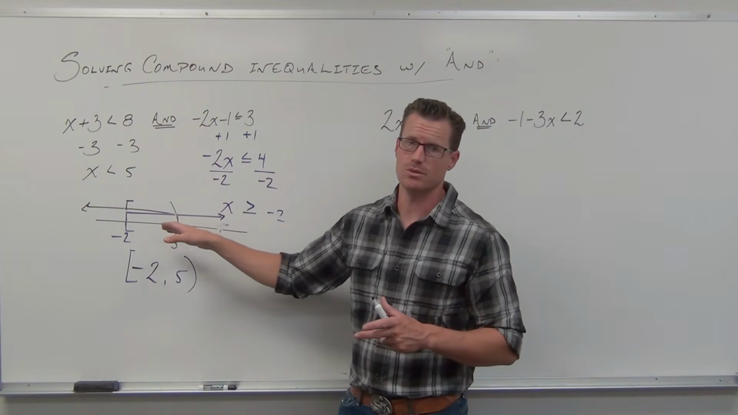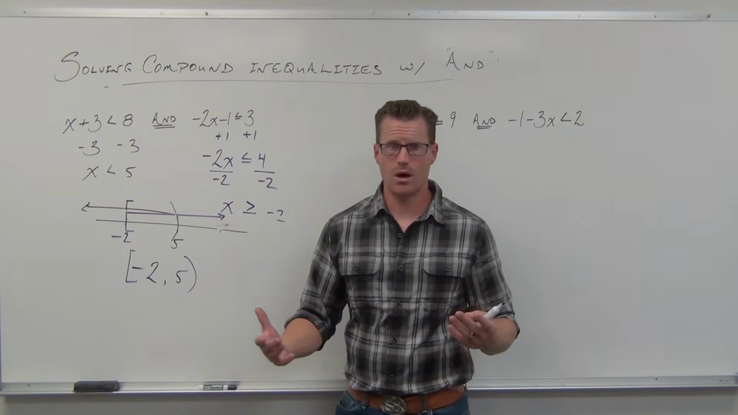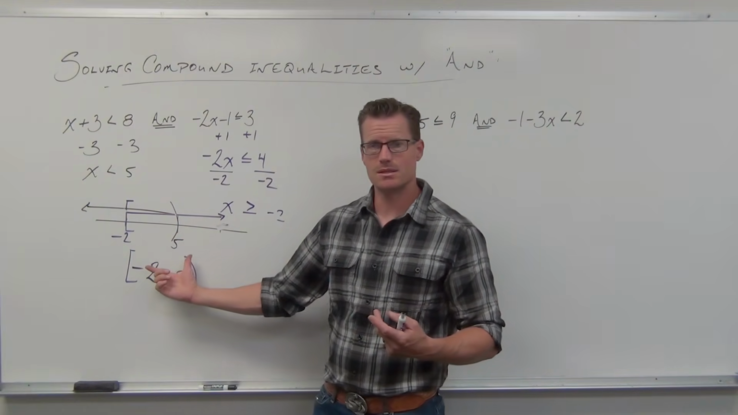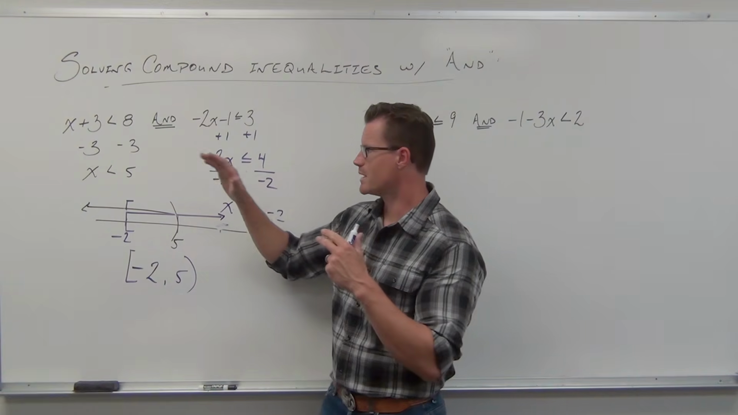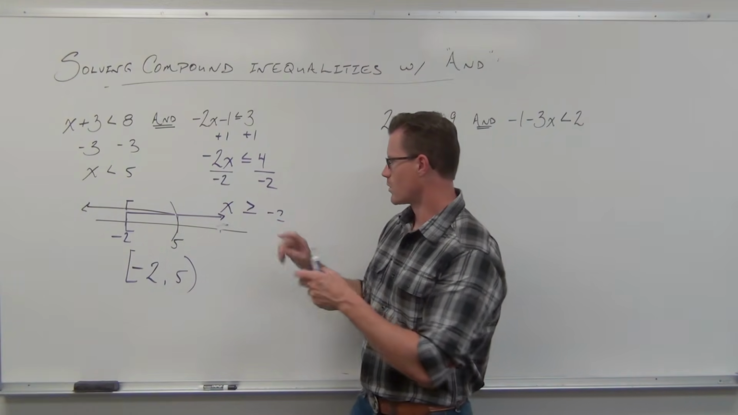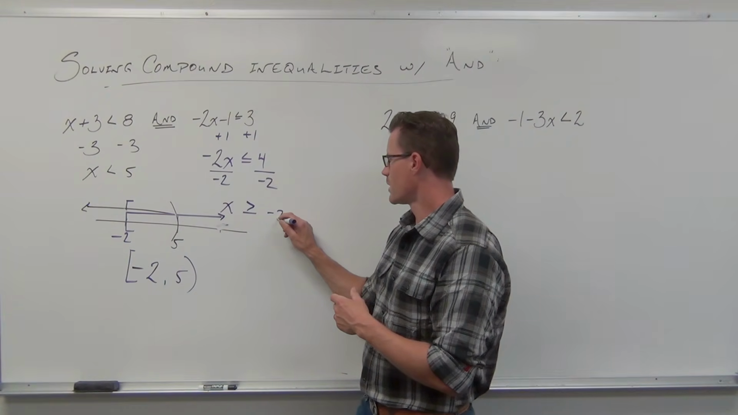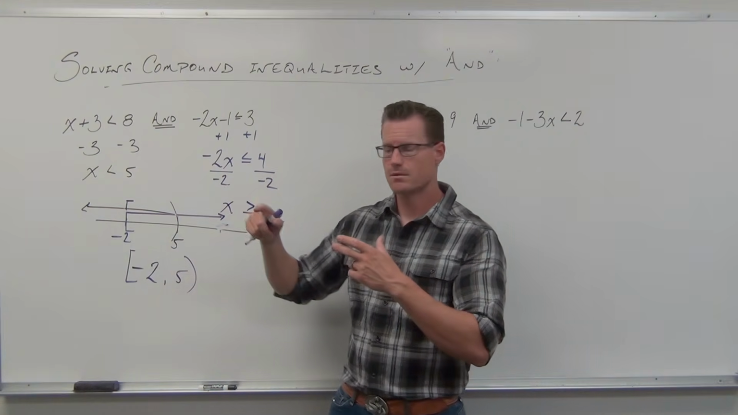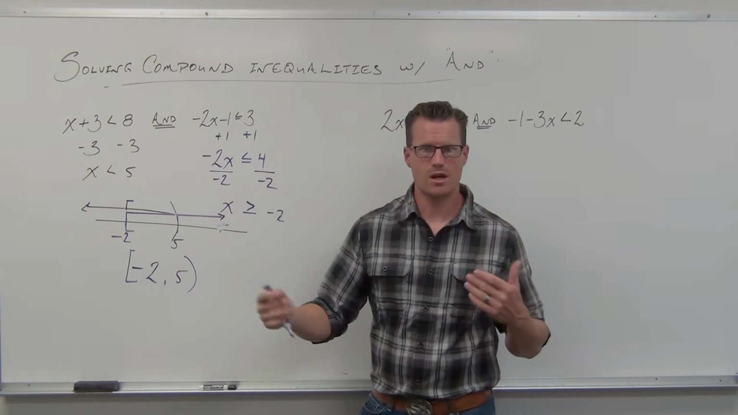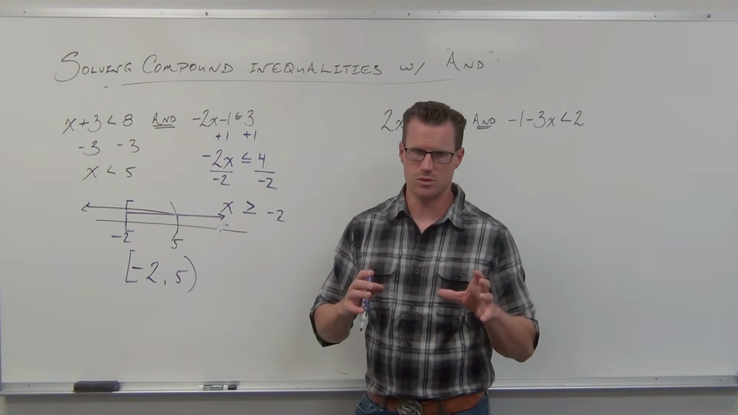That's why we draw a picture too. That's why I made you guys do the number line so that you can see what's going on. That's really the only way to get this stuff down easily, is to be able to draw the number line, make sure that these numbers are in order, that you have your variable on the left, graph in the correct direction, use brackets and parentheses appropriately, and your overlap will show you the solution for the and.